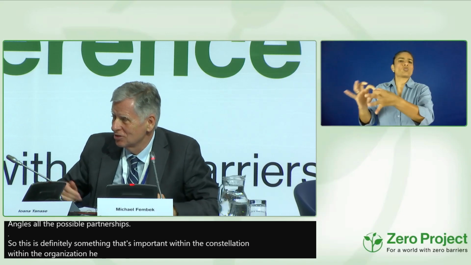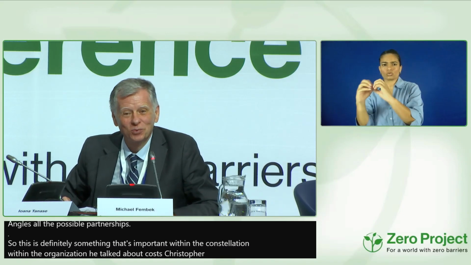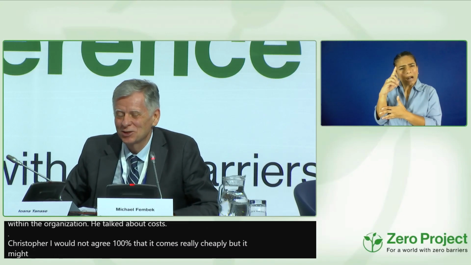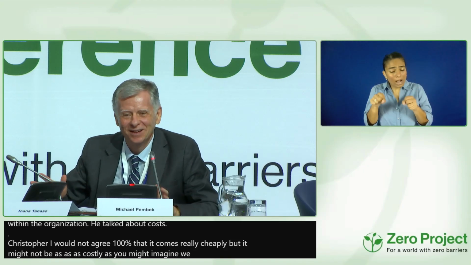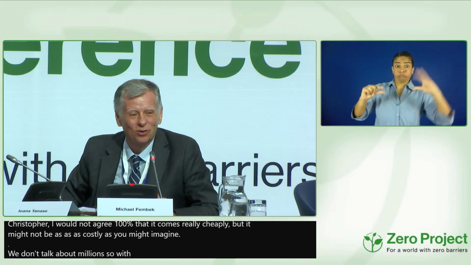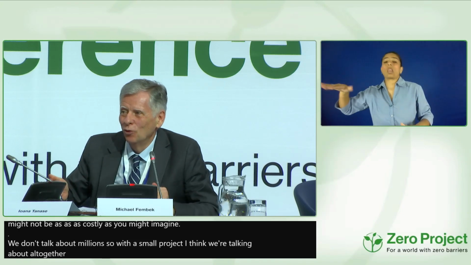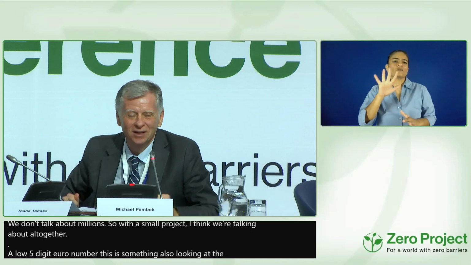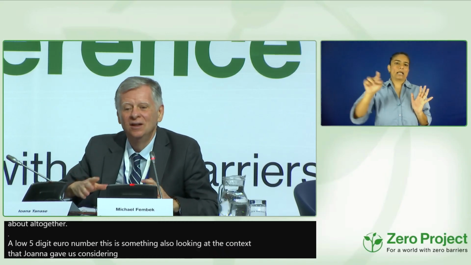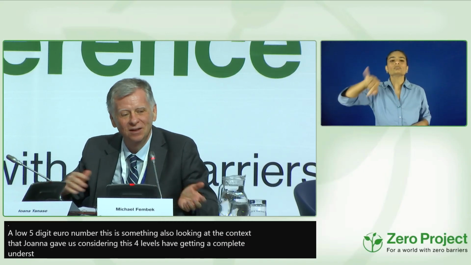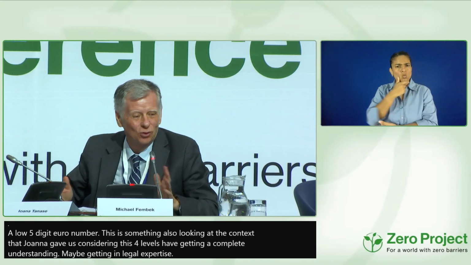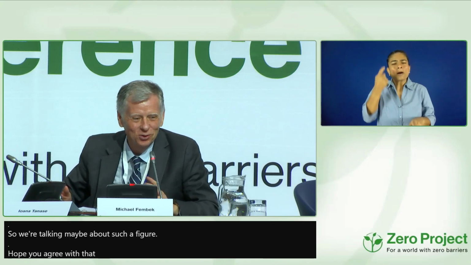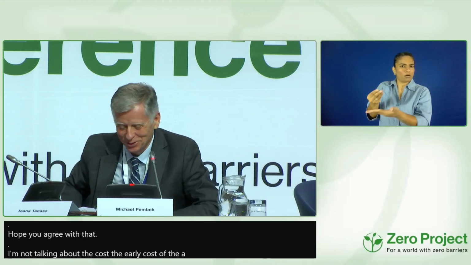You talked about costs, Christopher. I would not agree 100% that it comes really cheaply, but it might not be as costly as you might imagine. We don't talk about millions. With a small project, I think we're talking about altogether a low 5-digit euro number. This is something, also looking at the context that Joanna gave us, considering these 4 levels, getting a complete understanding, maybe getting in legal expertise. So we're talking maybe about such a figure. Hope you agree with that. I'm not talking about the hourly costs of the AI engineers, which is also a substantial factor.